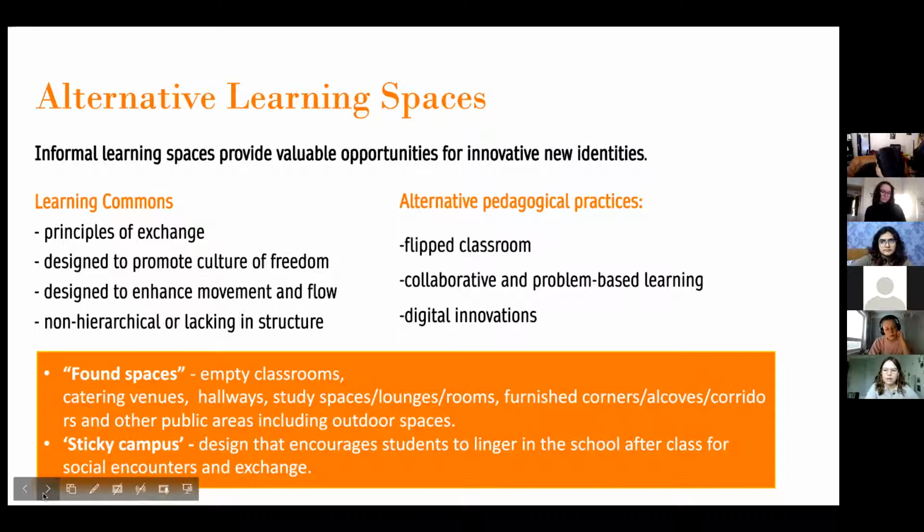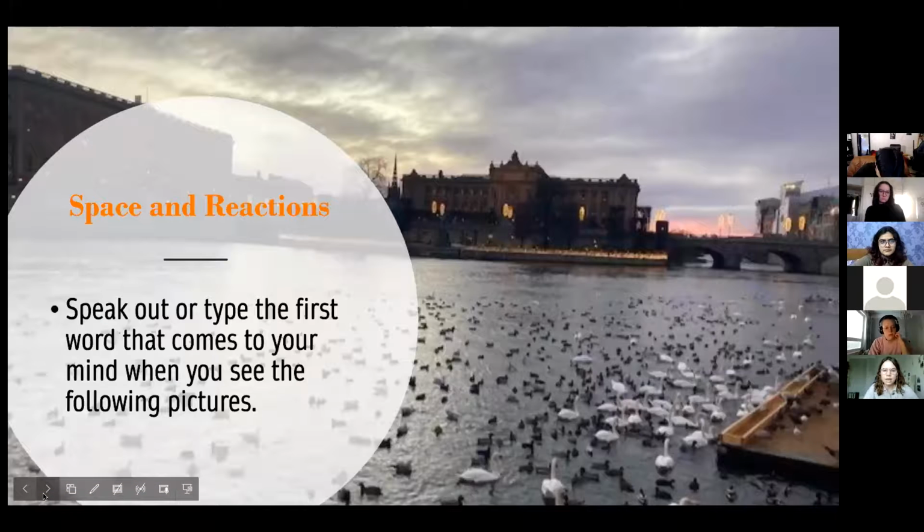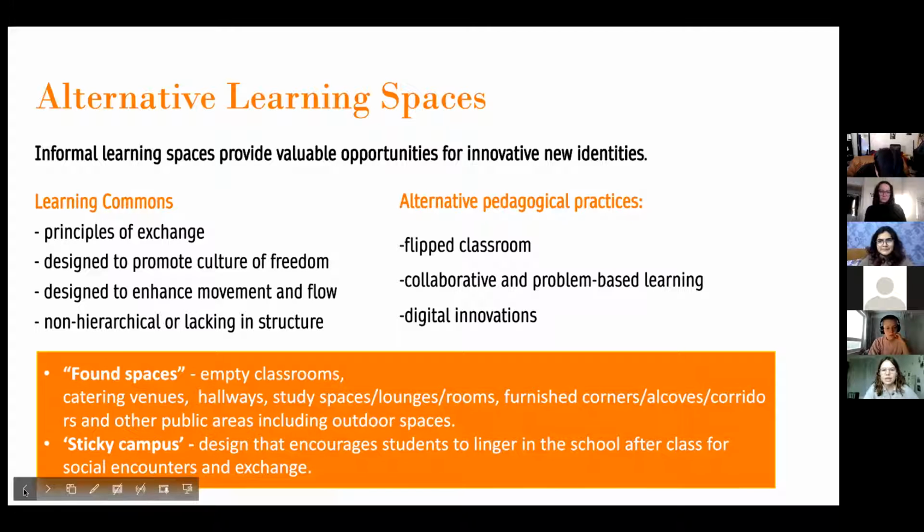And now I'm going to give you 2 examples of these informal spaces. So, for example, found spaces would be empty classrooms or hallways, study spaces, corridors, and other areas, which sometimes, even though they have not been created for that purpose, students find themselves hanging there. So like Elena showed us in her drawing, these found spaces are not ruled by the structures of the education institution. So it's a space where sometimes students feel like they belong.